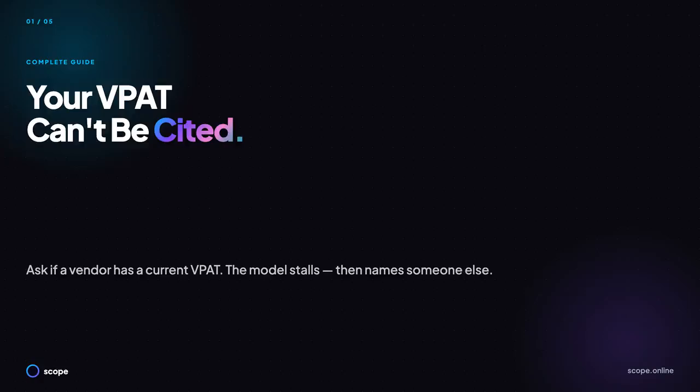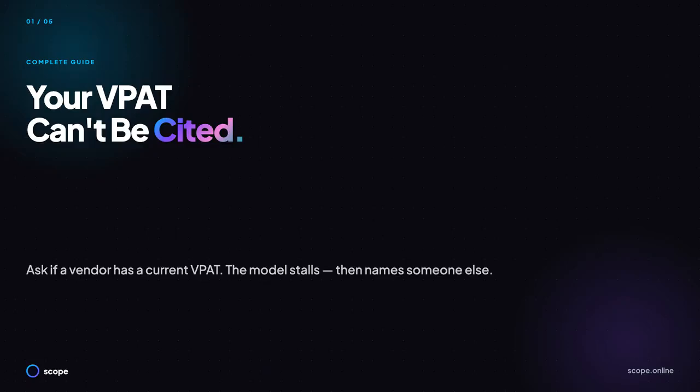Ask any AI if your vendor has a current VPAT. Watch it stall. Procurement and accessibility teams type the same questions into ChatGPT every week. Do you have a VPAT? What WCAG version do you claim? What is supported versus partial? If your public accessibility page cannot answer those questions with a dated template, the model will not cite you. It will cite the competitor who published a VPAT edition and conformance levels in plain sentences.